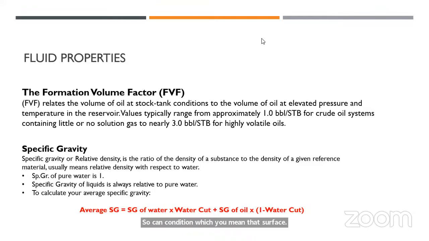Specific gravity is the relative density of the liquid to the density of a given reference, which is water for us. So specific gravity for pure water is 1. We sometimes use an average specific gravity for the liquid, considering the specific gravity of the saline water downhole and the specific gravity of oil. So we use this formula to calculate the cumulative or average specific gravity for the liquid coming up inside the wellbore.